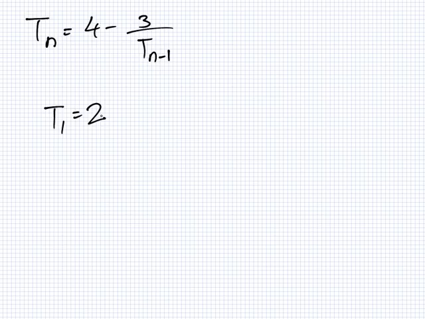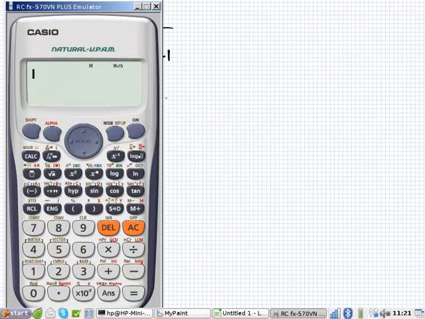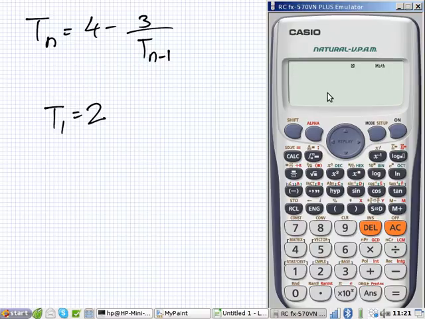So let's calculate some terms here. We have the quick way to do it on the calculator. Do you remember? We start with 2, and then we have 4 minus 3 over 2, and we get, for the next term, 5 over 2. We put 5 over 2 back in, and we get the next term, 14 over 5. And we can continue, and the limit looks like it's 3.